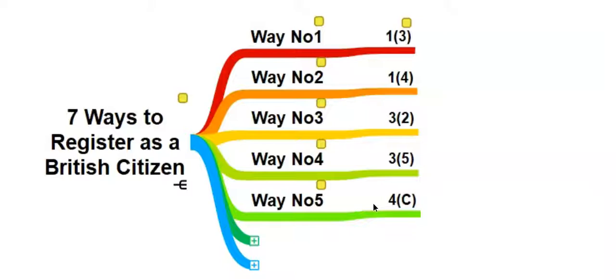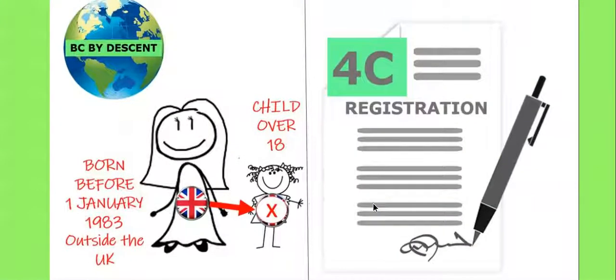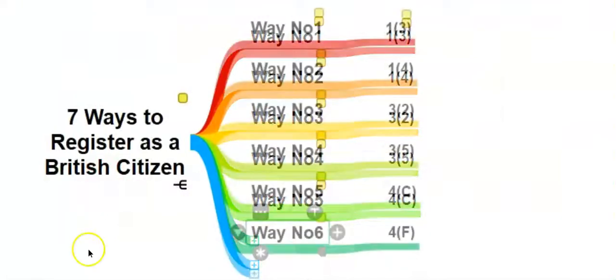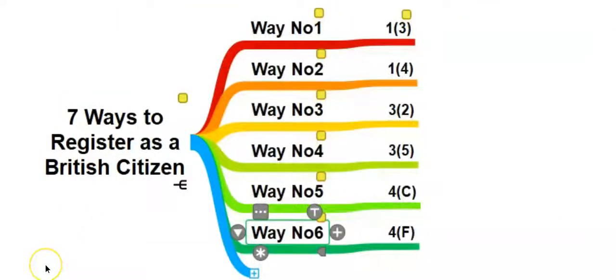However, children born before 1st of January 1983 to British mothers outside the UK can now apply to register under Section 4C of the British Nationality Act 1981. And the requirements are very simple. This section applies to those born before 1st of January 1983, and they will normally qualify if they would have become British citizens automatically had women been able to pass on their British citizenship in the same way as men. Way number 6, Section 4F applies.